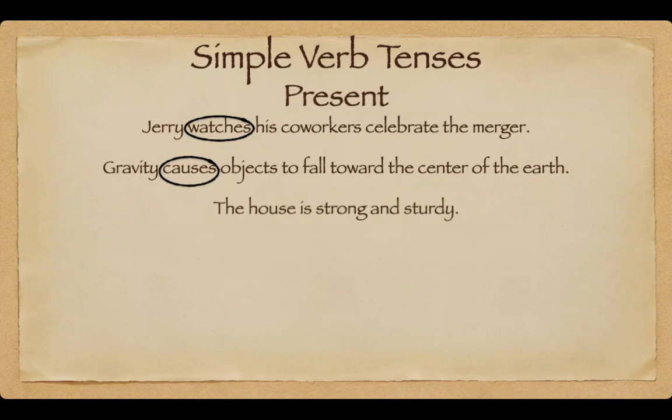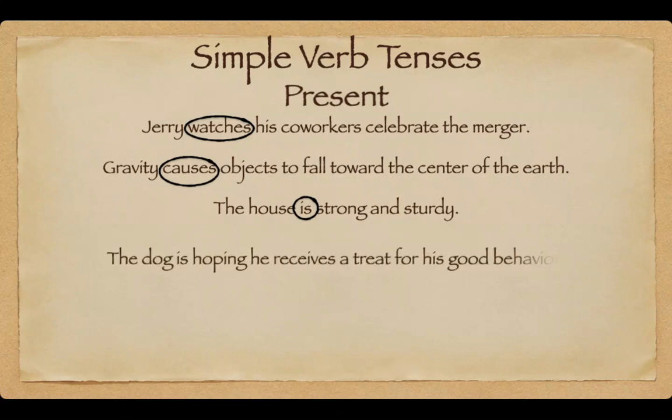Here's another example. The house is strong and sturdy. In this one, house is linked to the description strong and sturdy with the present tense linking verb is, which lets the reader know that the house is currently strong and sturdy. Here's another. The dog is hoping he receives a treat for his good behavior. This sentence uses the present tense helping verb is to show that the dog is at this moment hoping for a treat. He is present tense.